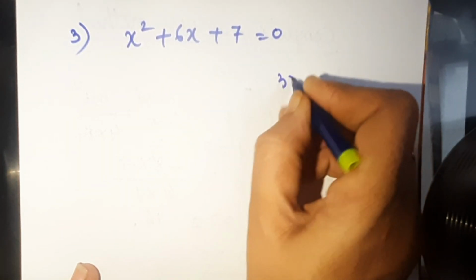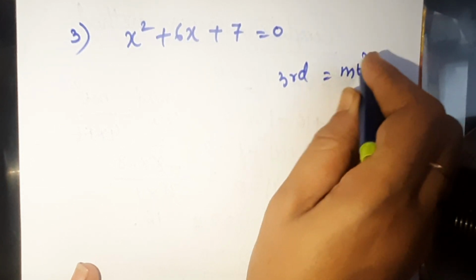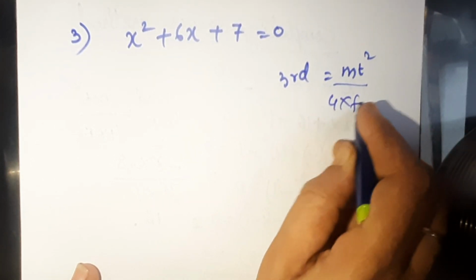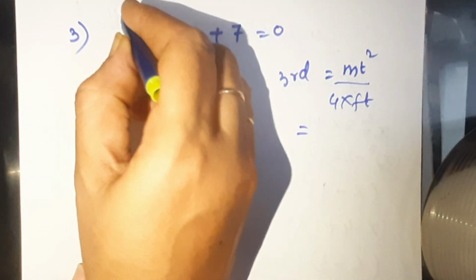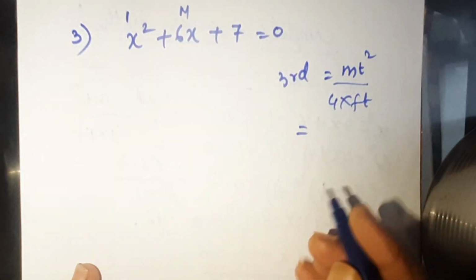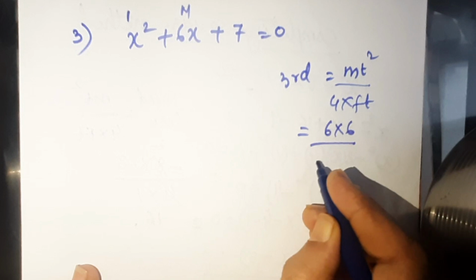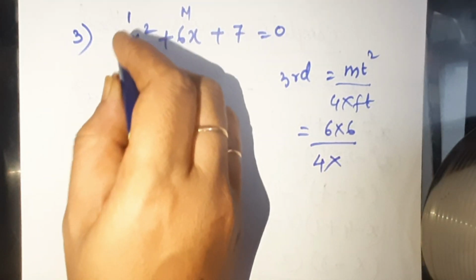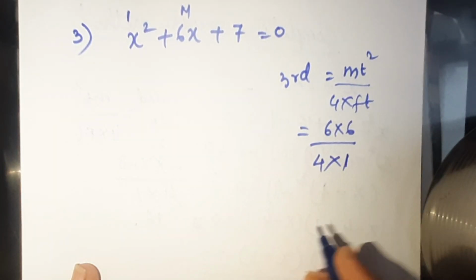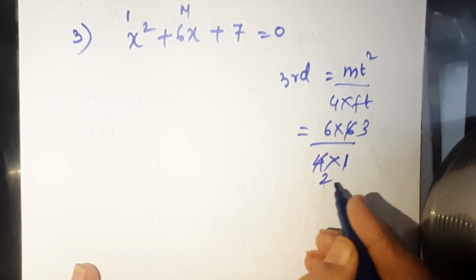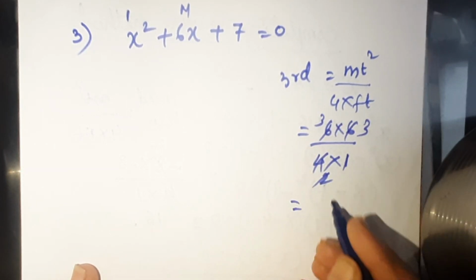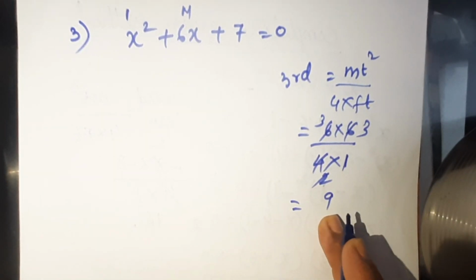Again, the third term is middle term square upon 4 multiplied by first term. Here, this is the first term, and this is the middle term. So the middle term is 6, and its square is there, so I wrote it twice. 4 multiplied by the first term, there is no coefficient, so it's 1. Thus we got the third term as 9. So this we need to take in the equation.